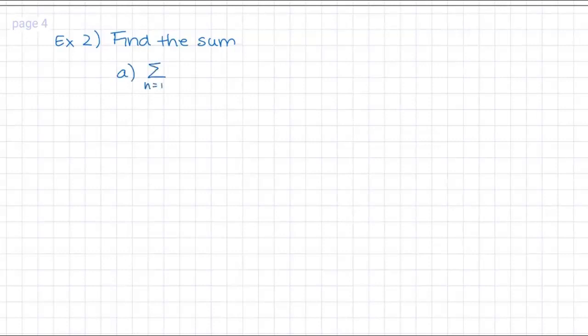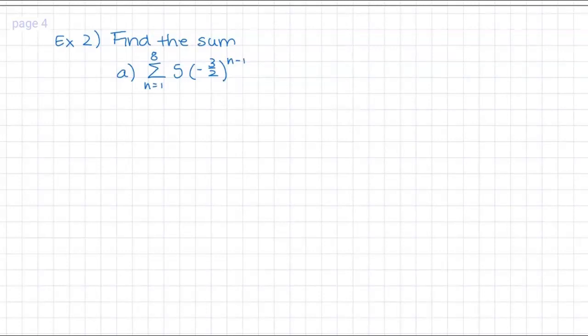So the second example. Now let's look at sums. We have 3 more examples. Full disclosure. Let's say find the sum. And let's say that one of them is the summation as n goes from 1 to 8 of 5 times negative 3/2 to the n minus 1.